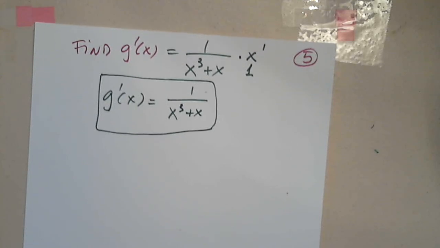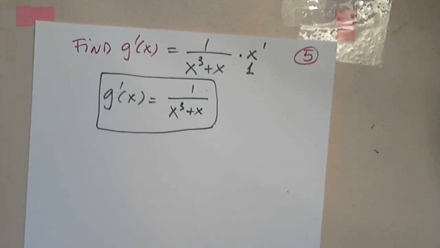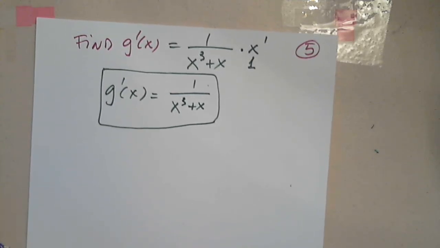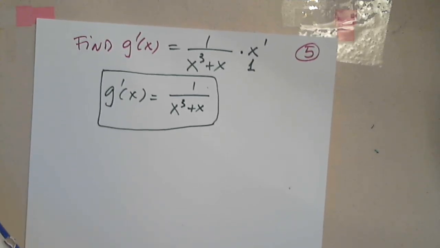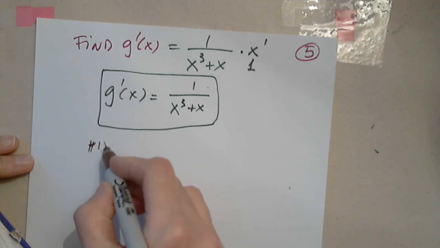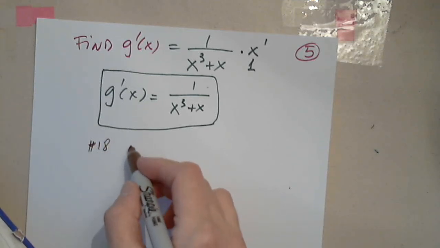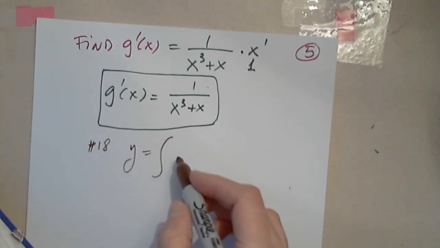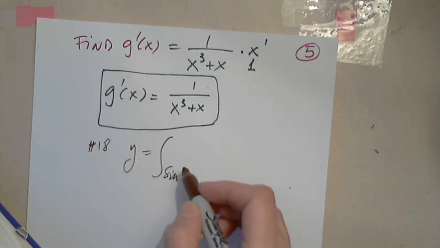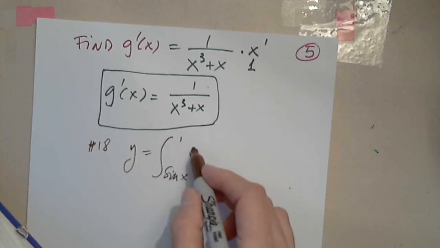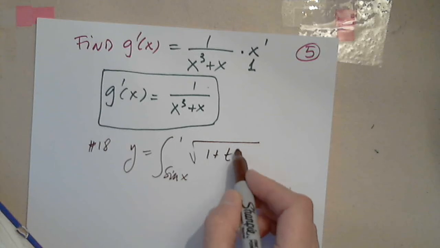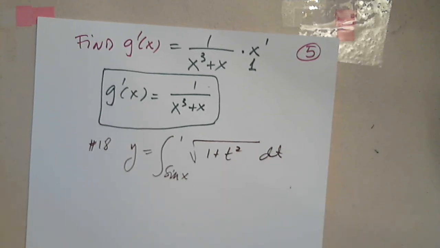Of course, situations can get a little more complicated. For example, let's look at 18, same page. And we have y, the integral from sine x to 1 of the square root of 1 plus t squared dt.